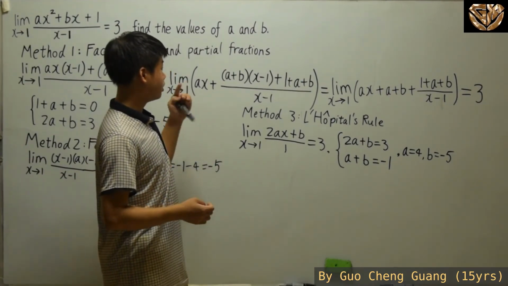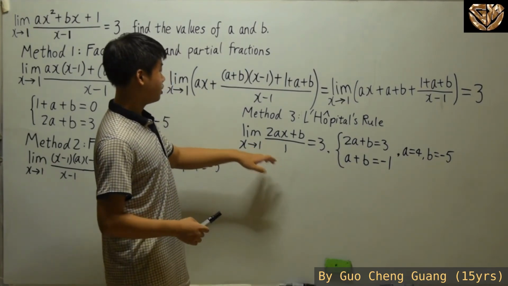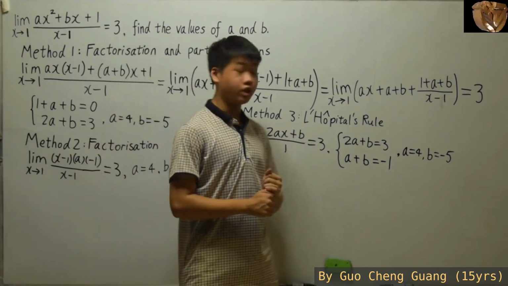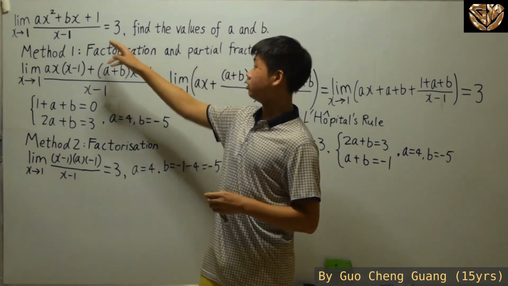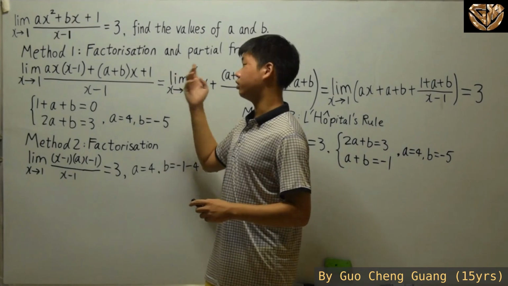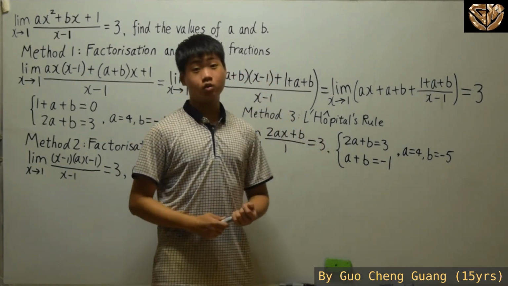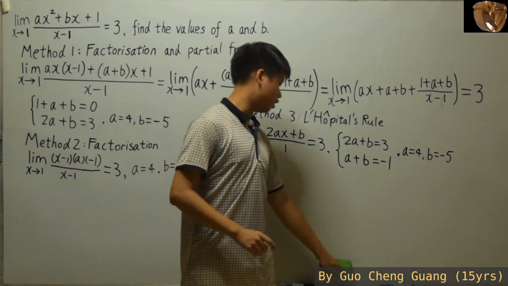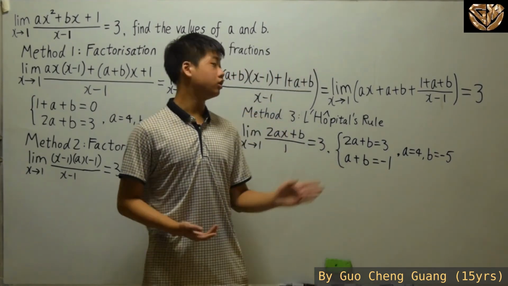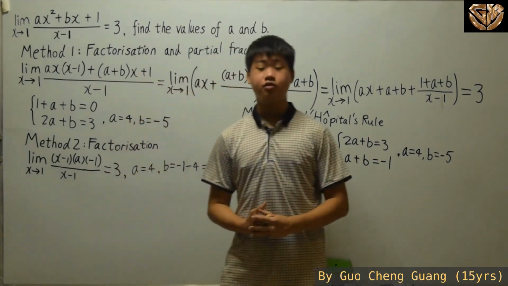For the third method, you just use L'Hopital's rule. L'Hopital's rule differentiates both numerator and denominator. You get this form. Substitute x in, you get one equation, and from your original part, you can substitute x into the numerator, and since it has to be a 0, that is where you get your second equation, and that's how you form your set of simultaneous equations in order to solve for a and b, which are respectively 4 and negative 5.